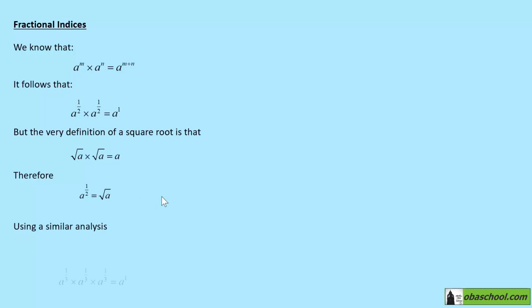Using a similar analysis, a to the third times a to the third times a to the third is a to the 1. Add the indices up. The definition of a cube root is that the cube root of a times the cube root of a times the cube root of a is also a. And logically it follows that a to the 1/3 is the cube root of a.